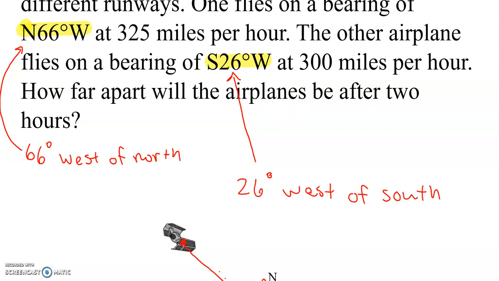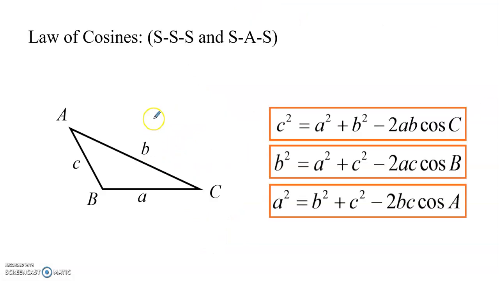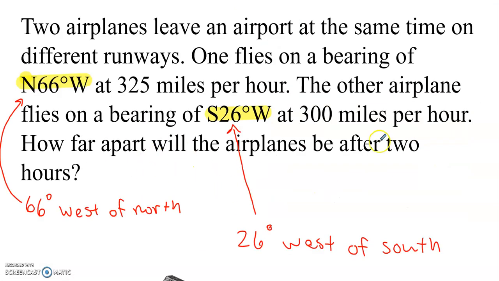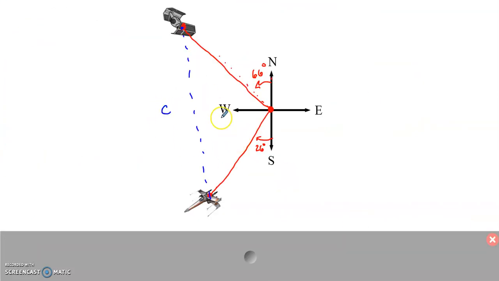How far apart will the airplanes be after 2 hours? So this right here, the distance from this plane to this plane, that's the distance I'm trying to find. And you can see, hey, look, I got a triangle, and I want to find this side length. You can use whatever letter you want. If you want to stick with these three letters, you can. I'm going to use C for Cody. That's side length C that I'm trying to find.